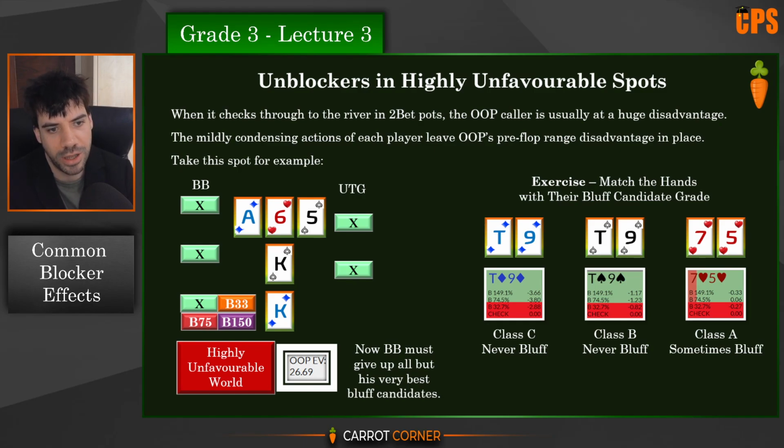But bluffing the river here with 10-9 of diamonds is a bit like running into a burning building to retrieve your wallet because it's the only way you can get it back. Just because that's the only way you can try and get your wallet back doesn't make it correct to risk your life running into a burning building. I don't think any of us would really value the bank cards that we could just replace that highly.